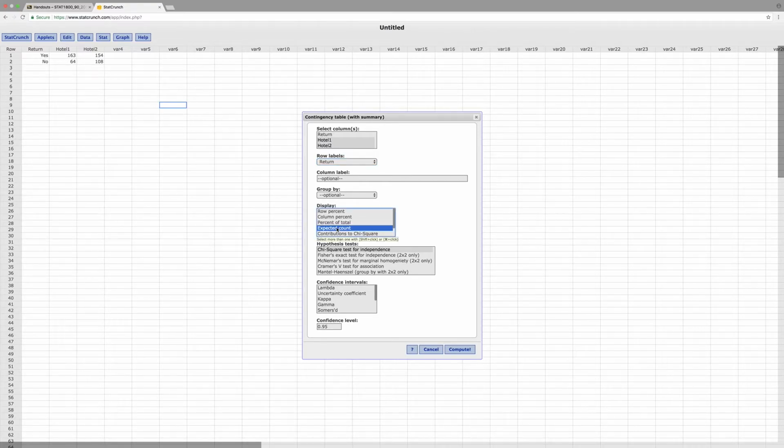Now I want to get my expected cell count. Expected cell count is actually used to calculate the chi-square statistic, but we're going to use StatCrunch to do that. But I want the expected cell count anyway. There's something else, the contribution to chi-square. There are no questions that you'll have on my stat lab that pertain to that, but it's something I want to point out to you. I don't think it's necessarily important that the only thing I teach you is what you encounter on my stat lab. All right, so let's go compute.